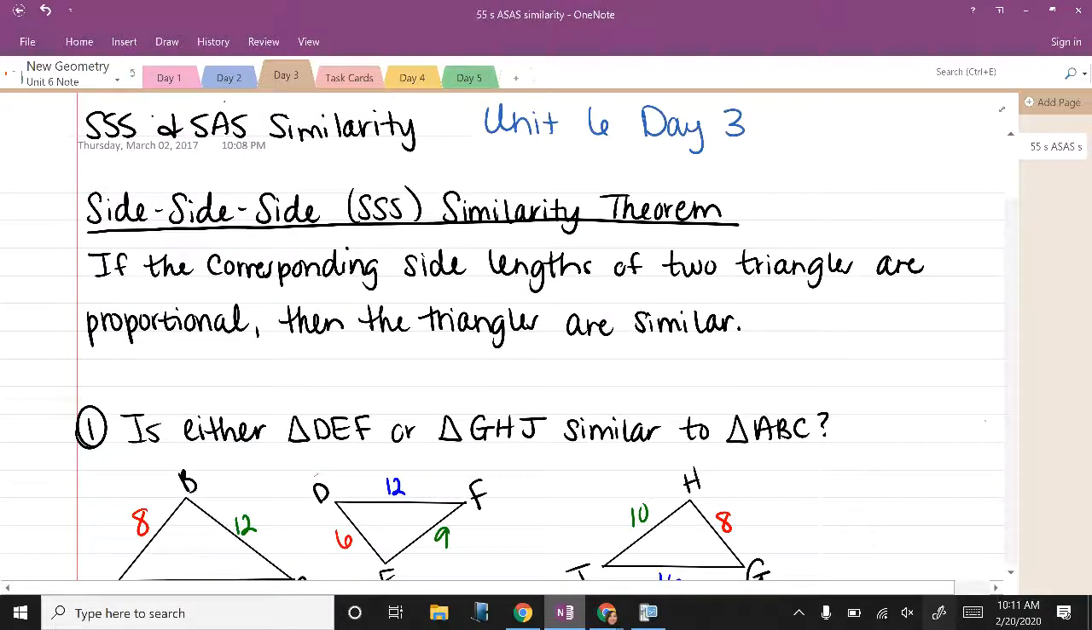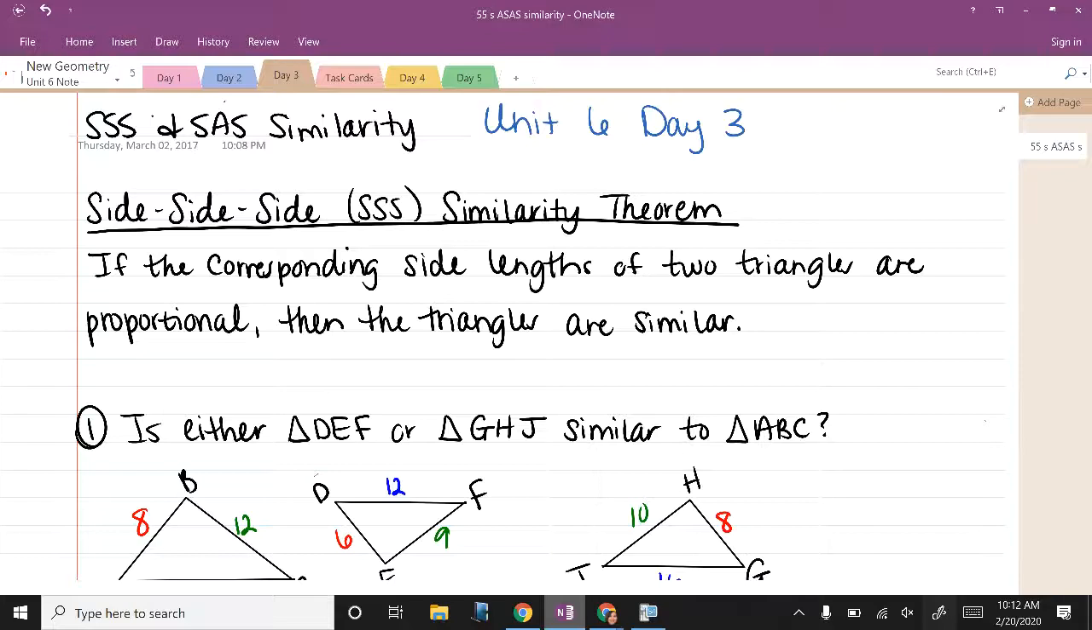So Unit 6, Day 3, we're going to talk about side, side, side, and side, angle, side similarity. So we talked about angle, angle similarity yesterday. That said that if we can show that two angles in one triangle are congruent to two angles in another triangle, then those two triangles are similar by angle, angle similarity, right? And so we found missing angles by triangle sum theorem, add them together, subtract from 180, and all that good stuff, right? And we could use vertical angles.